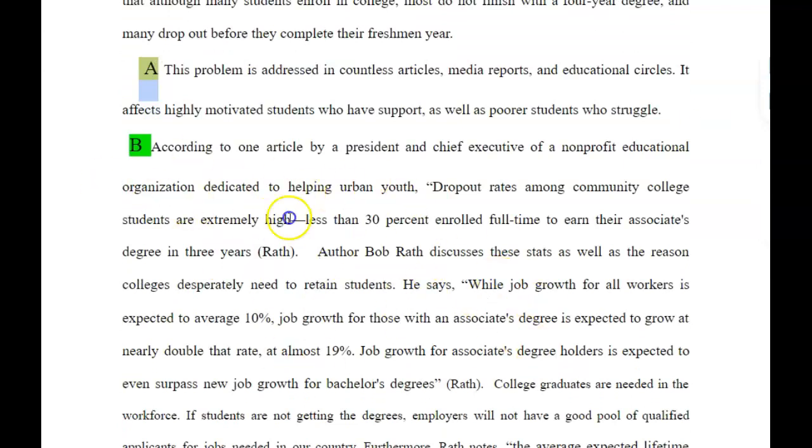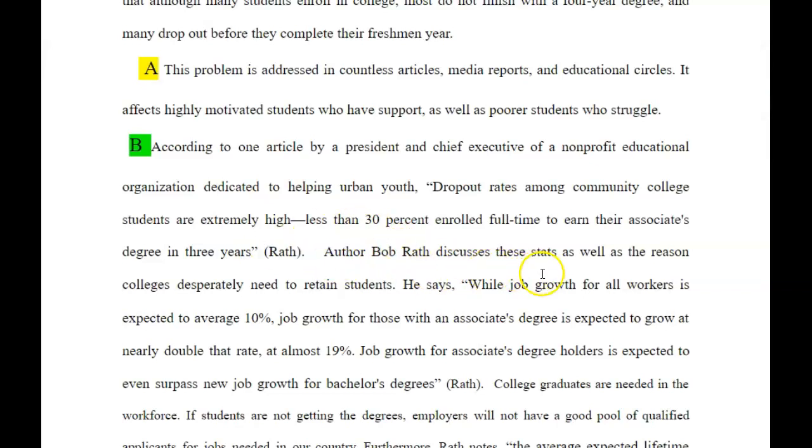Here it is, one of my sources being referred to. According to one article by a president and chief executive of a nonprofit educational organization dedicated to helping youth, here's the quote, "dropout rates among community college students are extremely high. Less than 30% enroll full-time to earn their associate's degree in 3 years." So that's a stat, and that's by Rath. Notice I cited Rath. I did forget to put quotation marks, I just noticed.